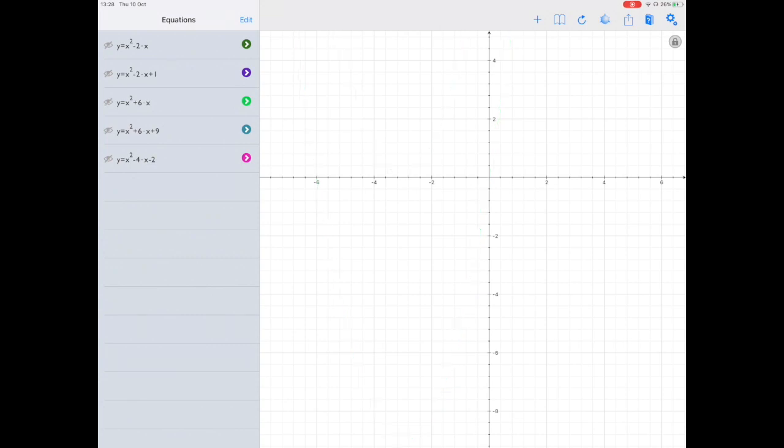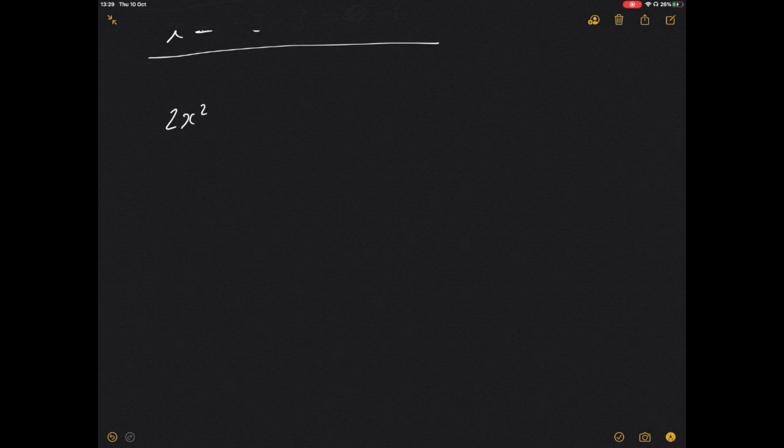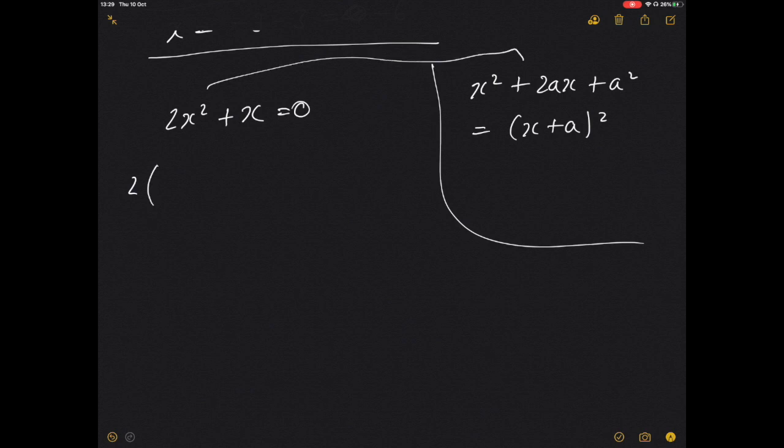It's quite straightforward. Okay, so maybe we have something slightly more difficult when we have a coefficient. So maybe we have something like 2x squared plus x. I'm going to bring this equation back up here and put this to 0. I'm going to say that x squared plus 2ax plus a squared has to equal x plus a squared. This is so you don't forget it and so I don't forget it. So what can we do here? Well, what we've got to do is take a factor of 2 out to get it into the same form as this here.